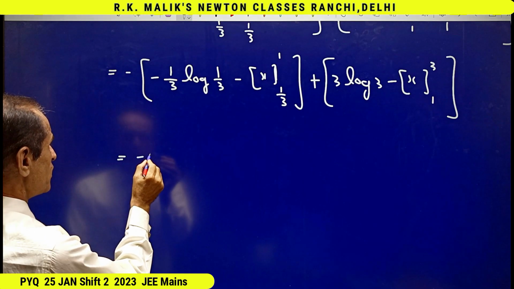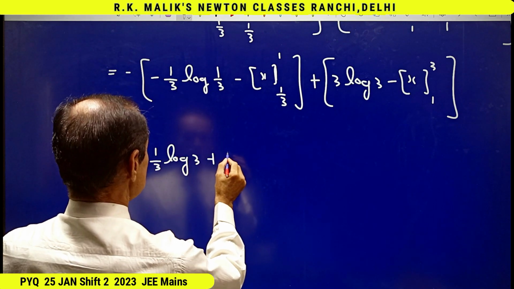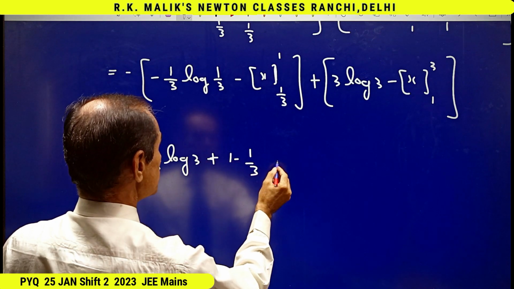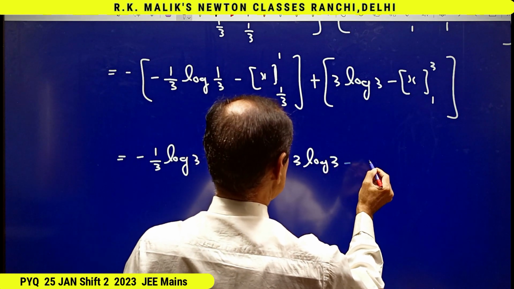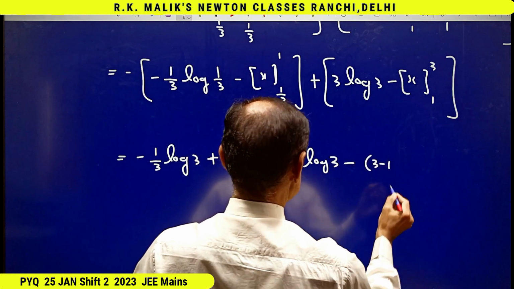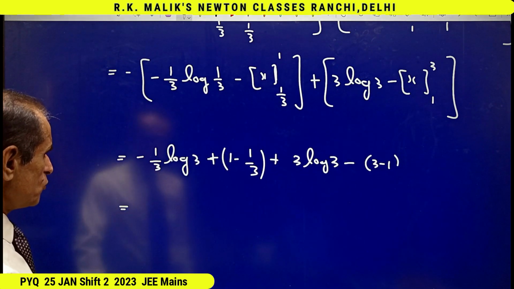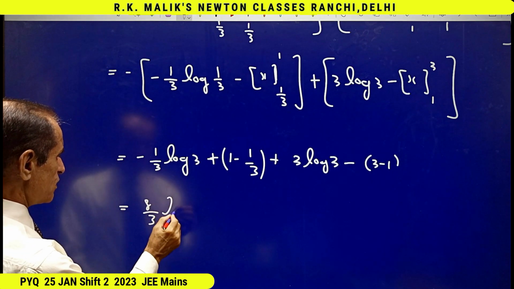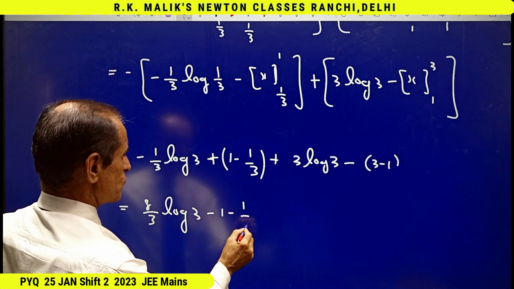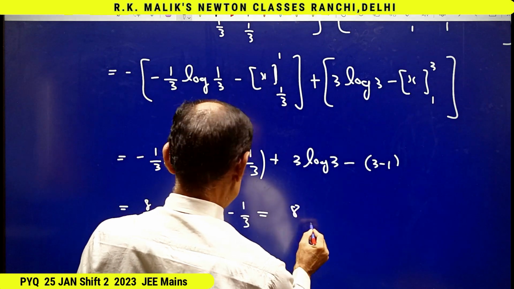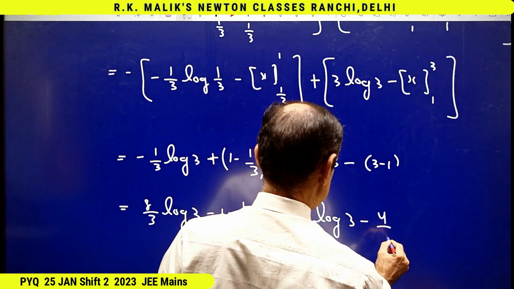This is equal to minus 1 by 3 log 3 plus 1 minus 1 by 3, plus 3 log 3 minus 3 minus 1. This is equal to 8 by 3 log 3 minus 1 minus 1 by 3, that is 8 by 3 log 3 minus 4 by 3.